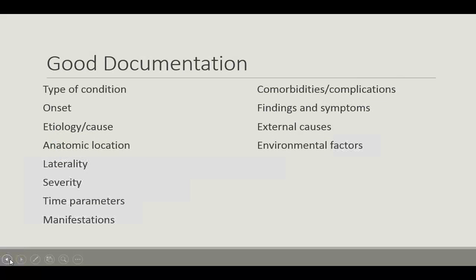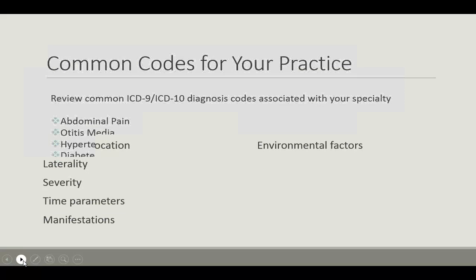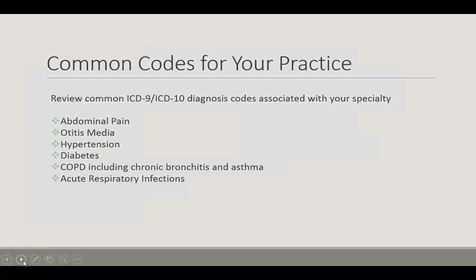Here's a shot of a partial listing of type 1 diabetes from the index. This second shot on the right is from the tabular, showing the instruction to use an additional code to identify the site of a foot ulcer or other skin ulcer. I picked that because that's a common diabetic complication, and an example of what you find when coding for a diabetic complication.